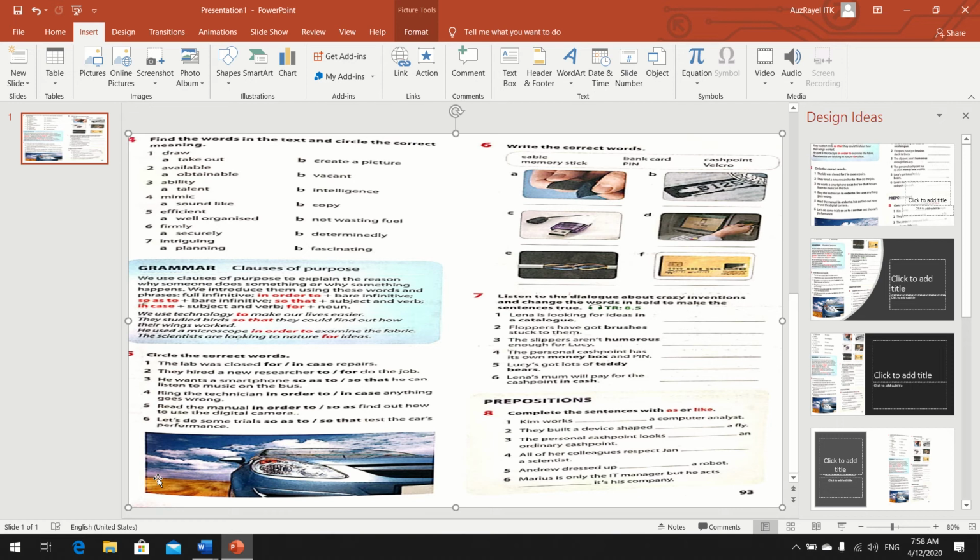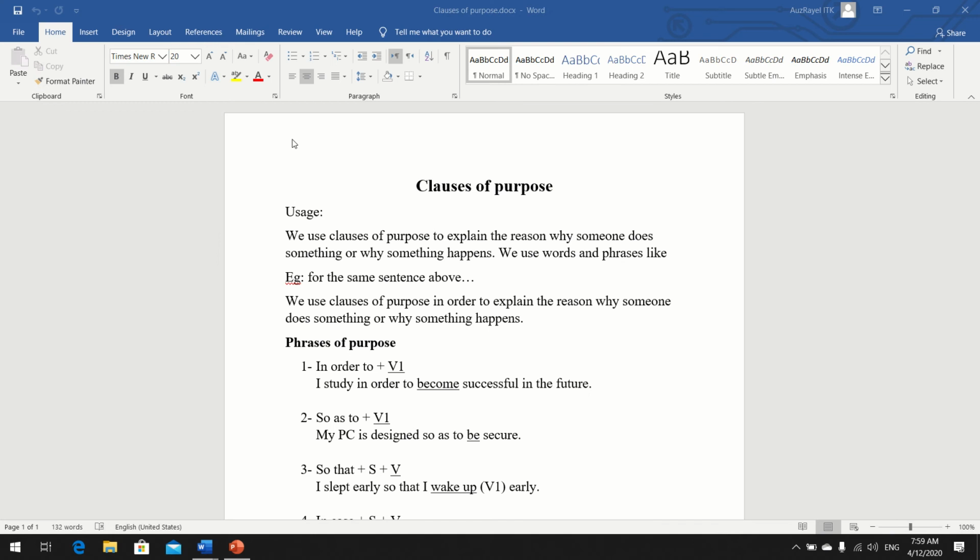Now we will be going to our new grammar and it is an easy one. So please focus. It won't take more than 10 minutes of listening carefully. So now we have the clauses of purpose. The usage. We use clauses of purpose to explain the reason why someone does something or why something happens. So we use the clauses of purpose to show the purpose of something, or the reason why something happened or why someone does something.